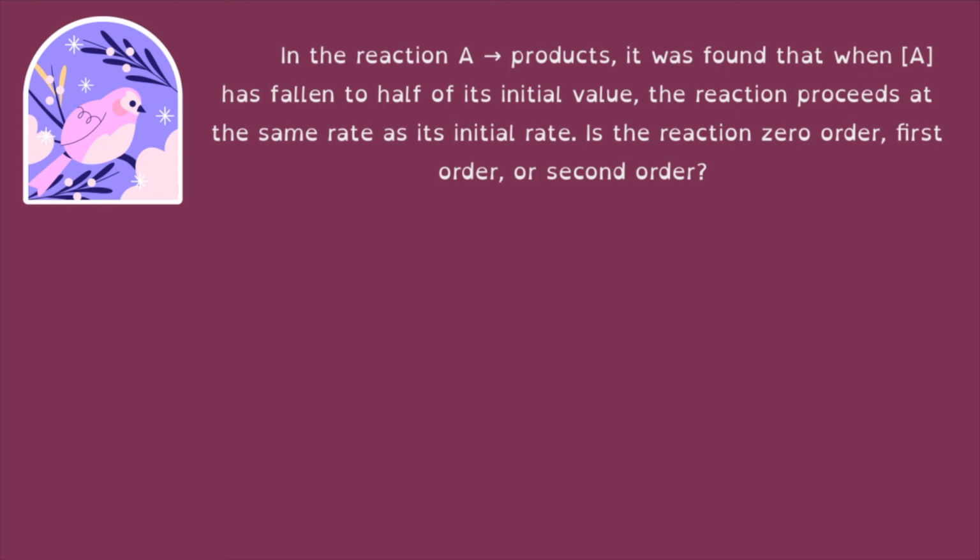Right, we are now at the last question for quiz 7. In the reaction A to produce a product, it was found that when the concentration of A has fallen to half of its initial value, the reaction proceeds at the same rate as its initial rate. That means the half-life and the initial rate are the same. So is the reaction zero order, first order, or second order? Because at the half-life and at the initial point the rate is the same, the rate is not changing as a function of time. Therefore, we can assume that this should be a zero order reaction.